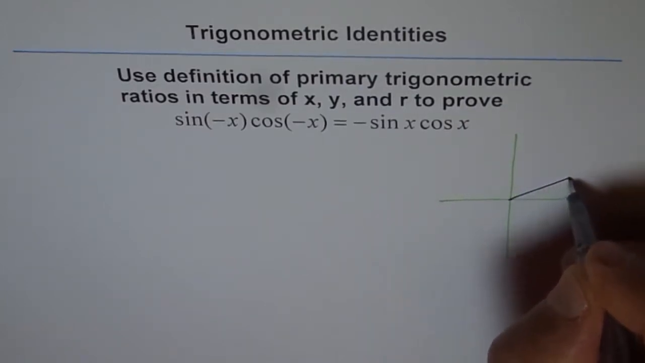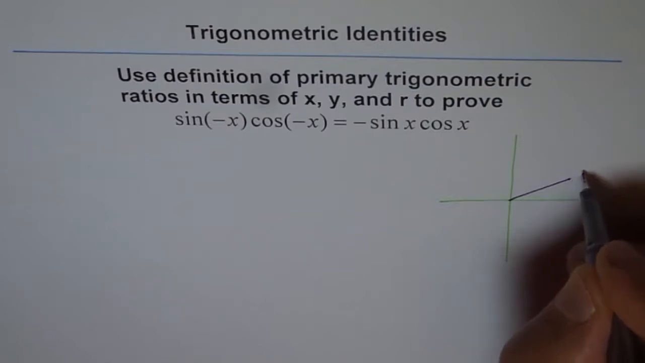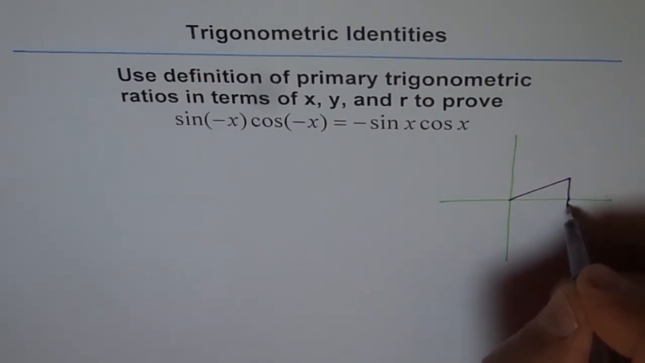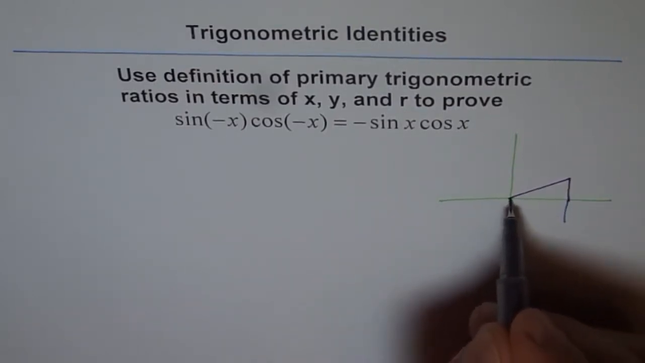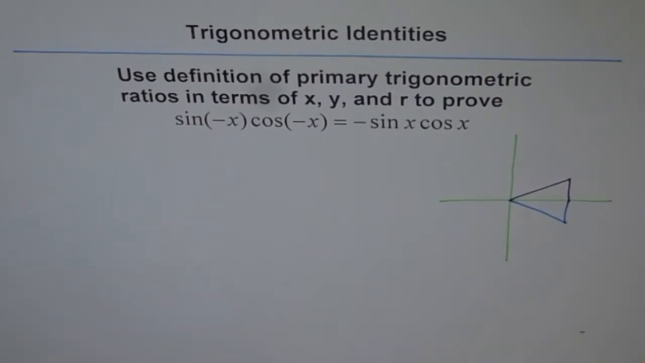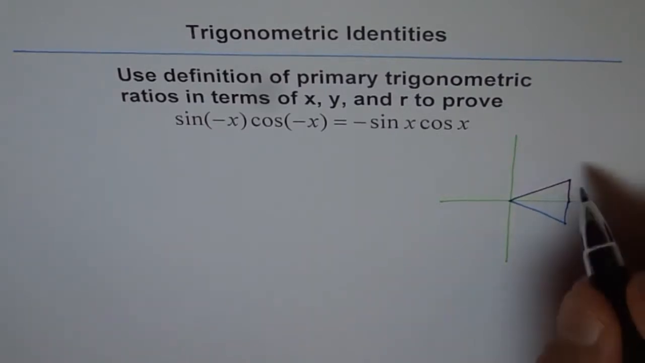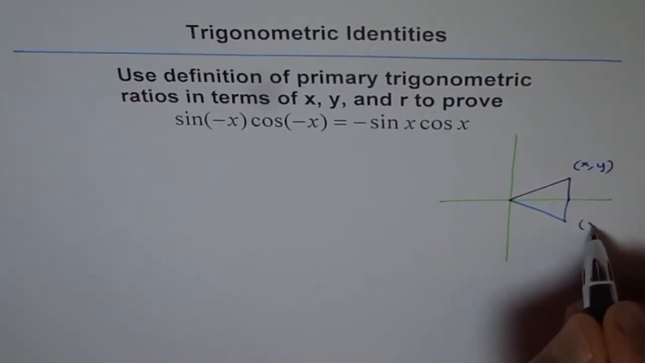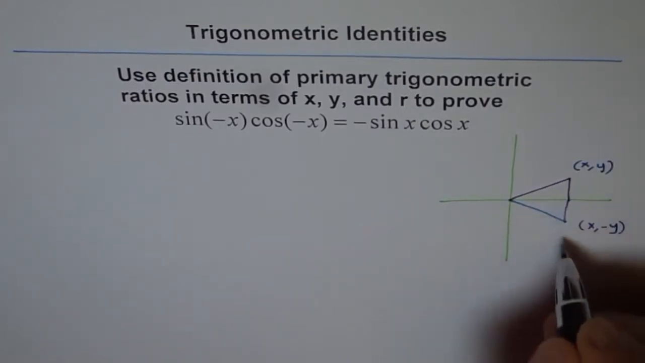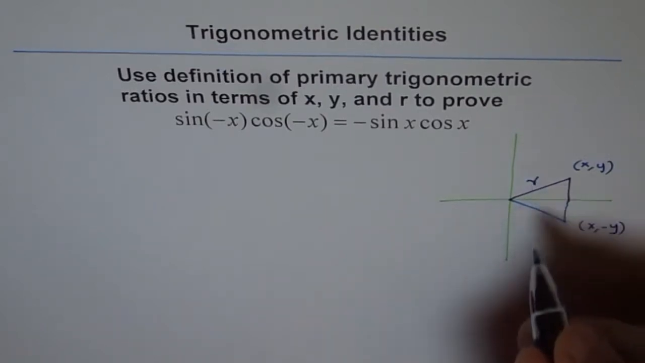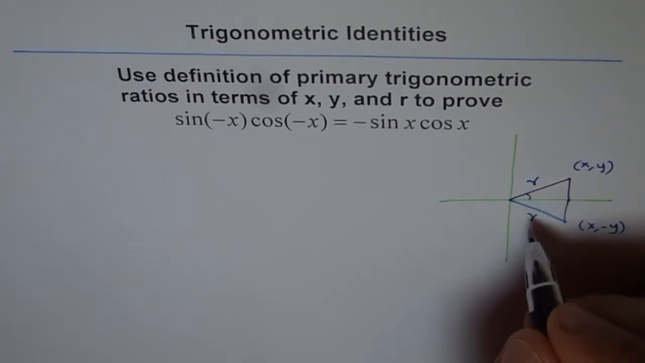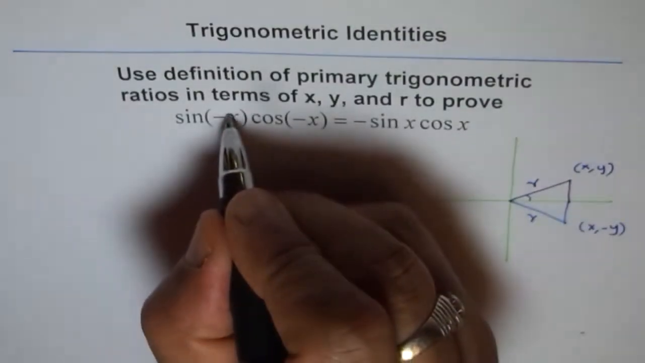Let's say that's my triangle, that is the x, y position. And let me reflect this here so that we have a similar triangle, which is kind of like this, correct? In that case, this point is x and y, and this point will be x and minus y, because it is reflected, and that is r for us. Is it okay? Now the angle here is x, so I'll call that alpha for the time being.